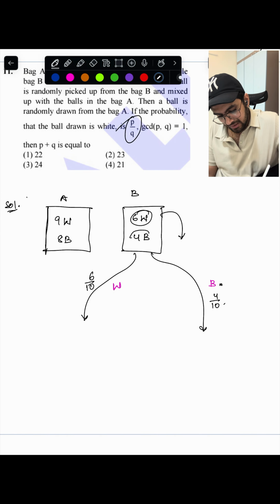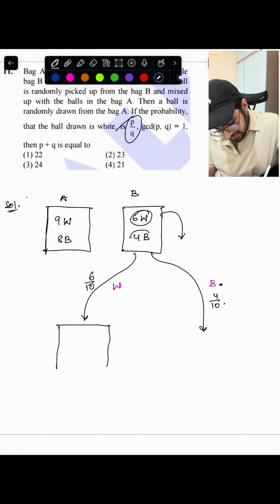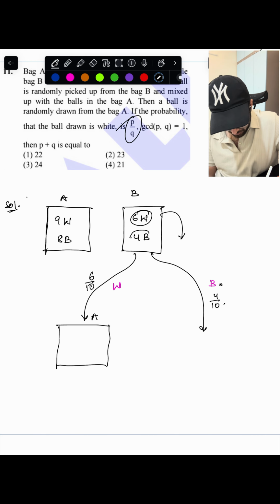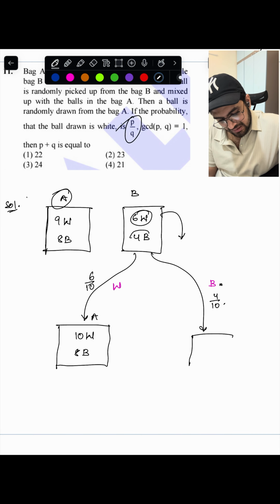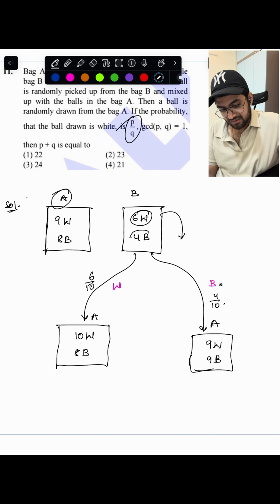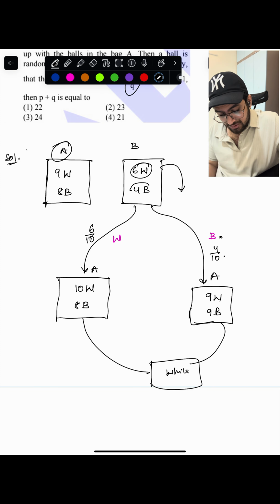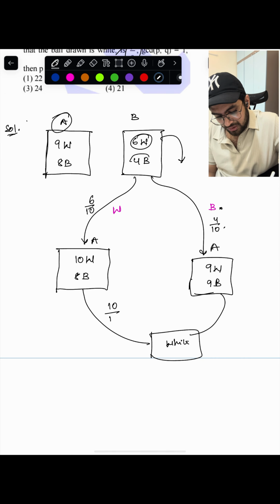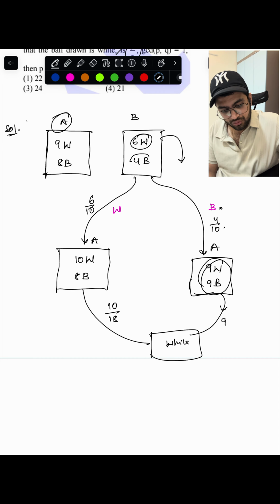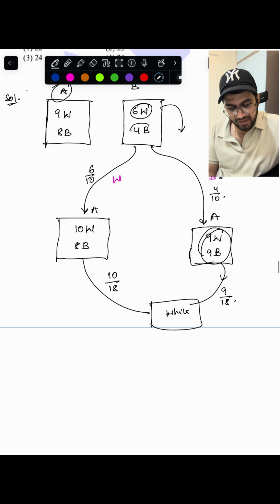4 by 10, right? So if I pick white and I mix with the balls in A, then I will have 10 white in here because one white will be increased, and 8 black, still 8 black. Again in this case I will have 9 white but 9 black will be there. Now from this again I am picking a ball and I am getting a white ball. So with how much probability I can pick white? 10 by total 18 balls, right? And from here, 9 white balls, total 18. So 9 by 18 is the probability, right?